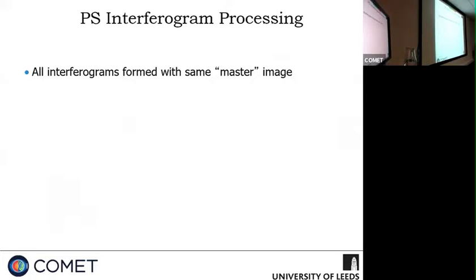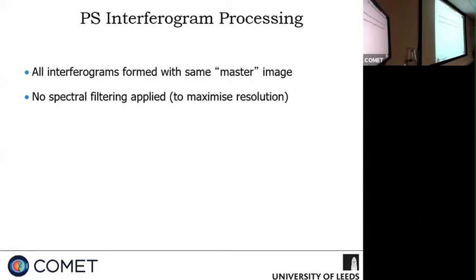First of all, we make interferograms with respect to one single image, what we call a master image. So we have a whole series of images, 20, 30, 40 images, maybe more. We select one master image, and with respect to that image, we make an interferogram with all of the other images.